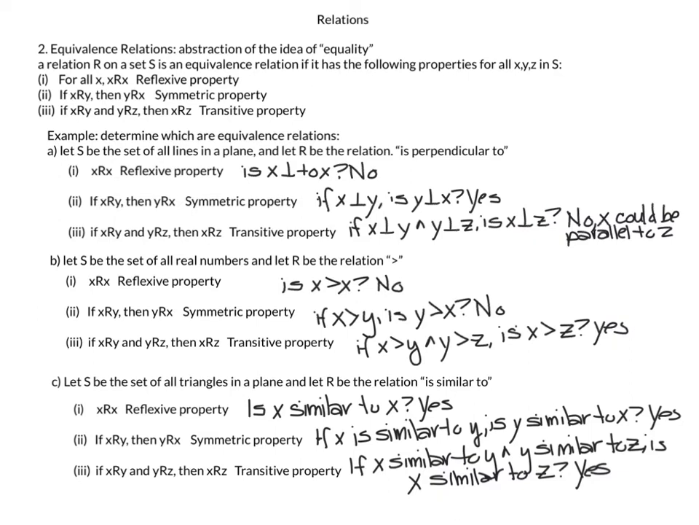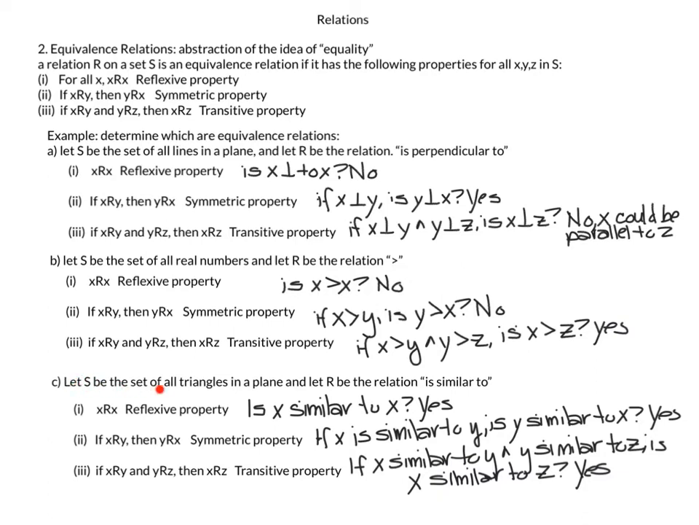The second problem, S is a set of real numbers, and let R be the relation is greater than. Is it reflexive? Is X greater than itself? And the answer is no. Is it symmetric? If X is greater than Y, is Y greater than X? The answer is no. And then transitive. If X is greater than Y and Y is greater than Z, is X greater than Z? And the answer is yes.